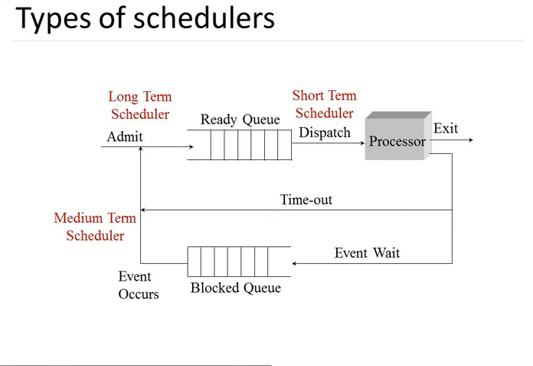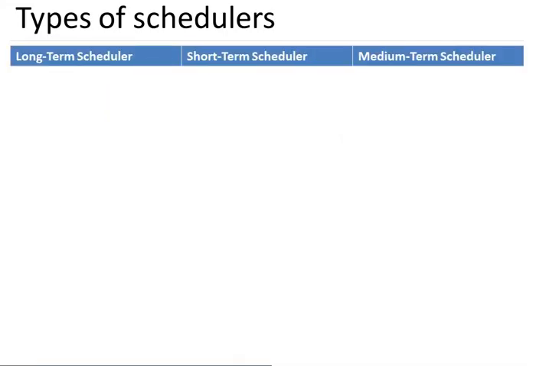So it is the task of the medium term scheduler. If some event has not occurred, then it may be possible that due to timeout this process is interrupted, and again it has to come to the ready queue. So in that scenario also the medium term scheduler arrives. So now let's see the difference between the long term, short term, and medium term schedulers.